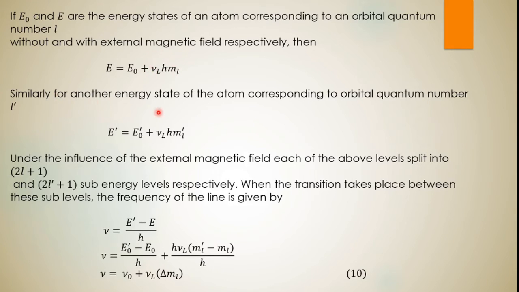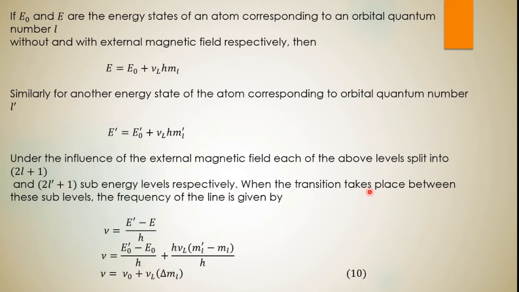Similarly, for another energy state of the atom corresponding to orbital quantum number L dash, E naught dash is equal to E naught dash plus mu L into H ml dash. Under the influence of external magnetic field, each of the above levels split into 2L plus 1 and 2L dash plus 1 subenergy levels respectively.